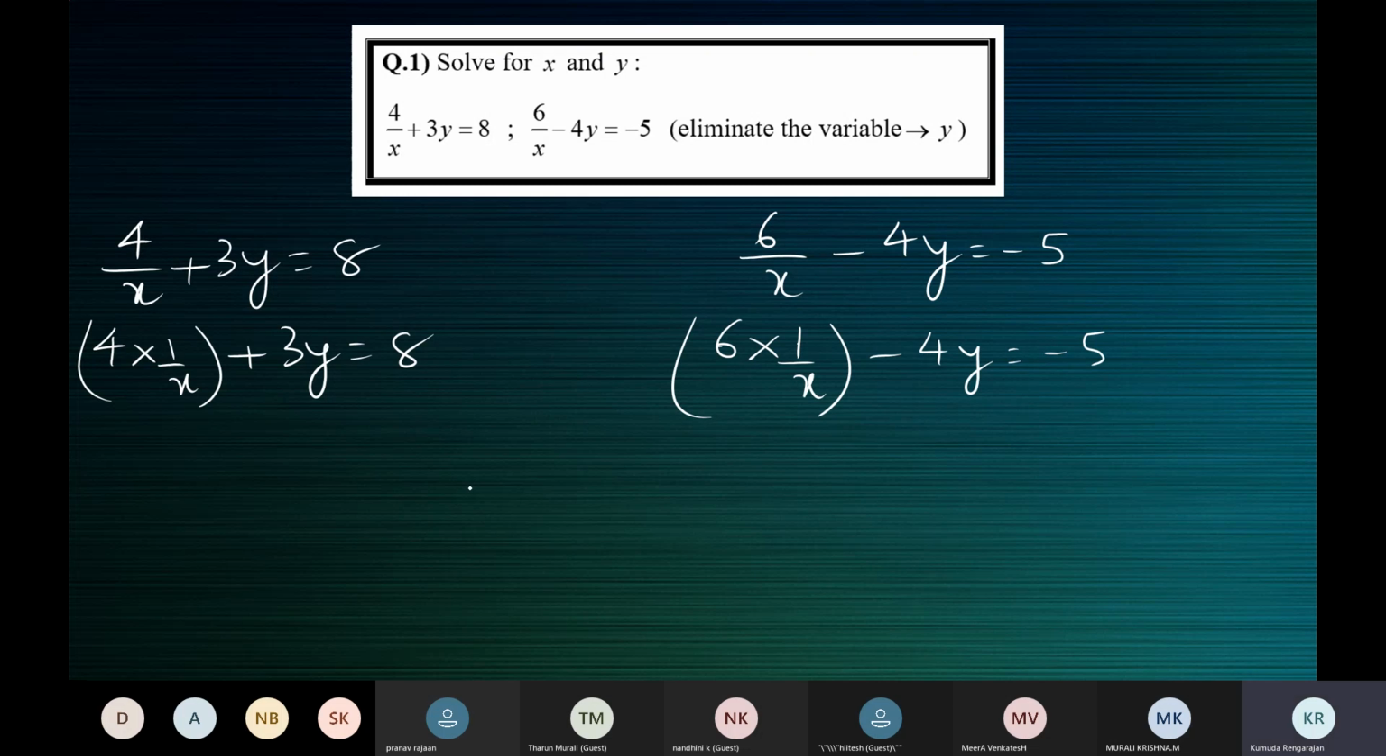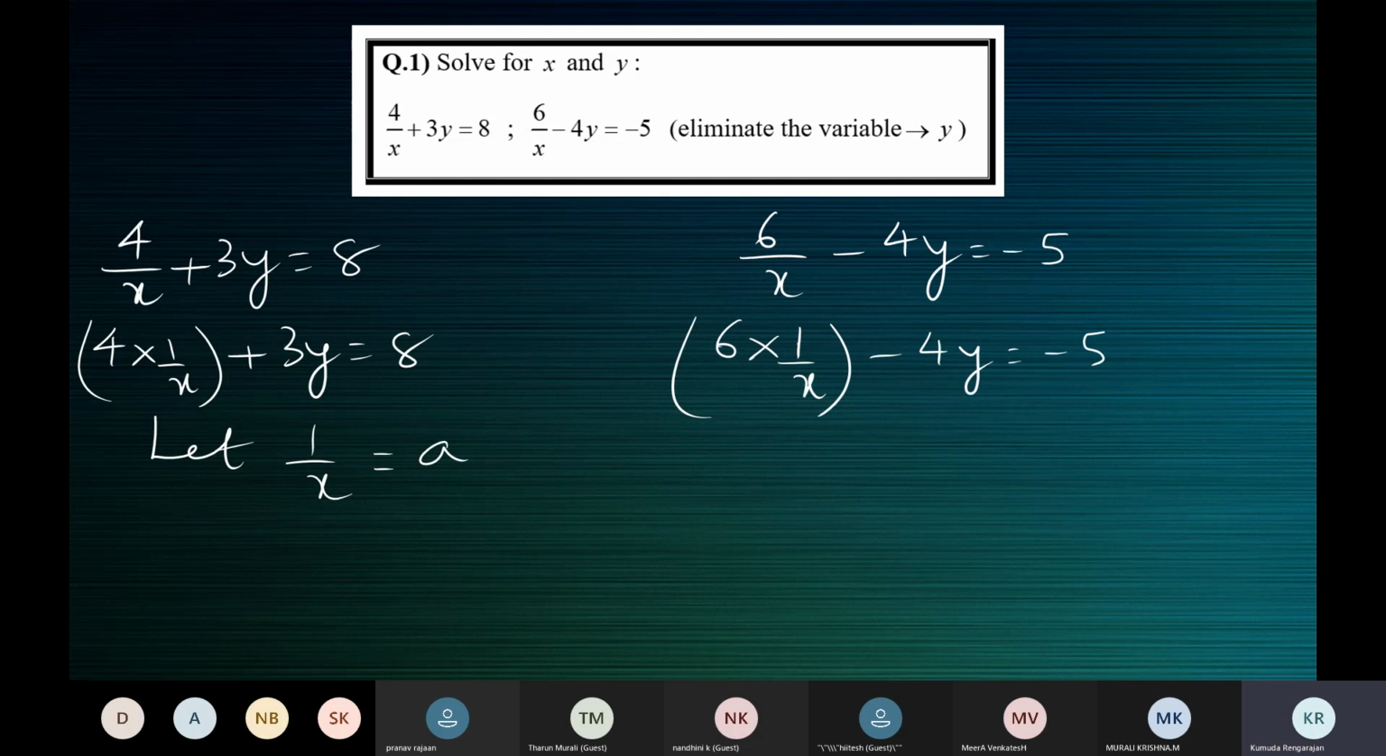So this is what you should do when the variable is in the denominator: you must write it in this form and say let 1 by x be equal to some other variable, not x, not y. Say a. Any letter you can use, not x or y, because those are already used in the equations given to us. So let 1 by x be equal to a.